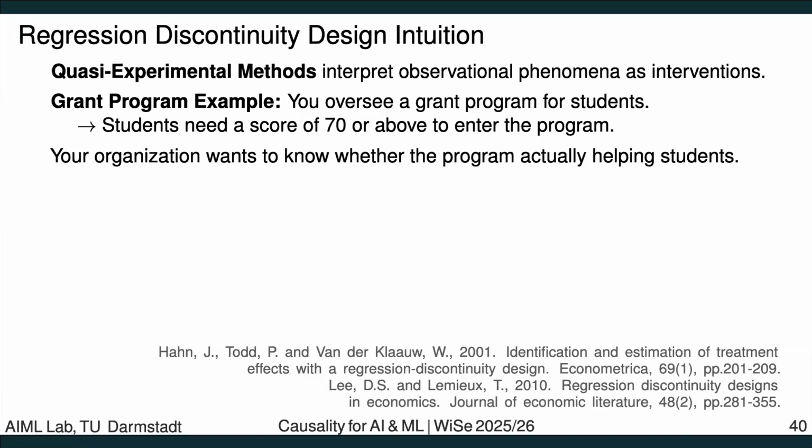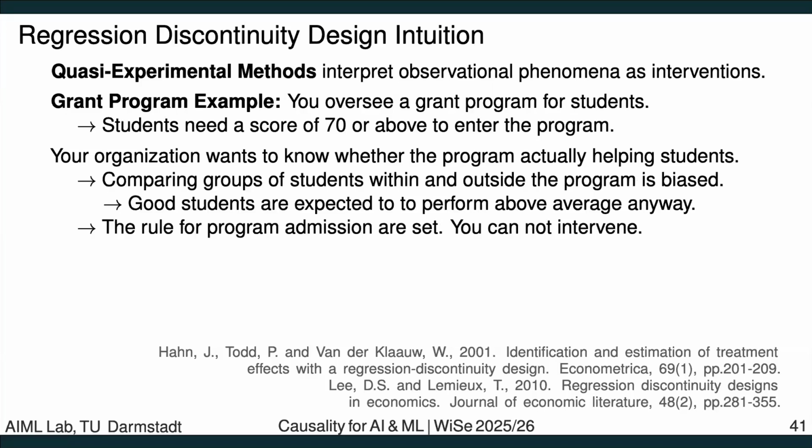And one of the most common examples, I believe, is some sort of grant program where you say, well, I want to give grants to students that are excellent. And for students to be admitted to that program, they need to score 70 or above in some sort of exam or test. And assume now you are supervising this program and the organization wants to know, okay, is this thing actually helping or am I throwing money out of the window?